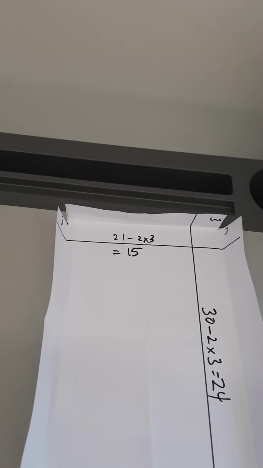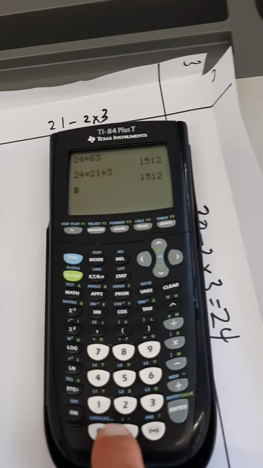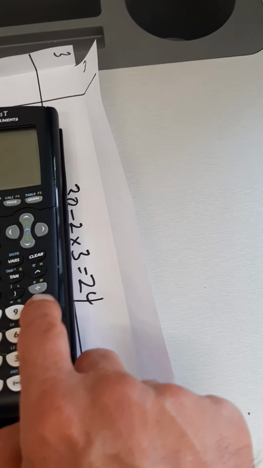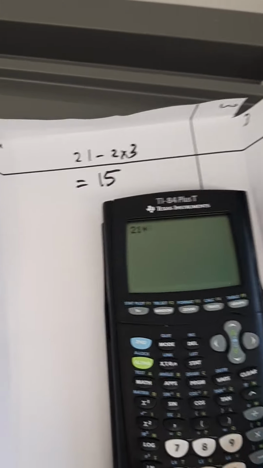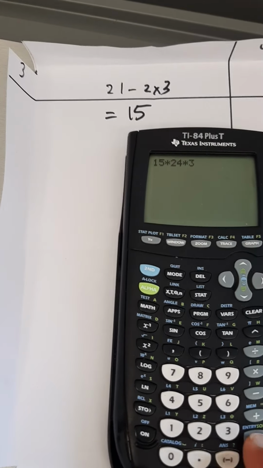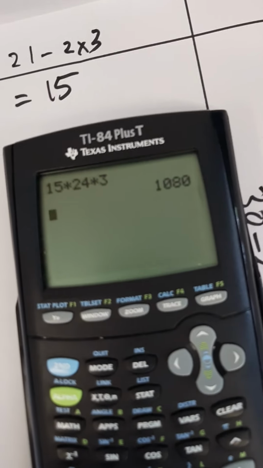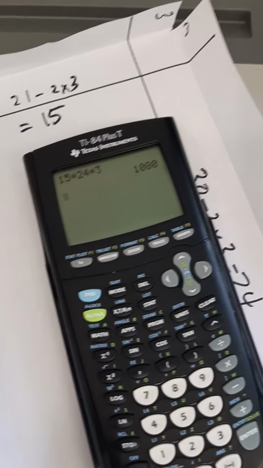So the volume of this box is going to be calculated by the product of those 3 numbers. So we have, did it already, but I'll do it again. 15 by 24 by 3 gives us 1,080. So the volume of that box is 1,080.